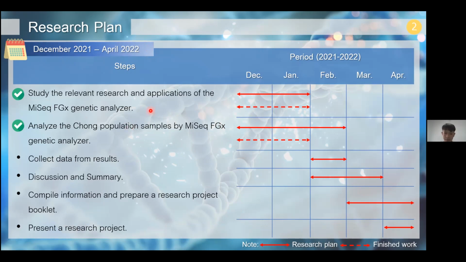The first step is about studying the relevant research and applications of the MySeq FGX Genetic Analyzer. And now I'm going to analyze the Chong population samples by using this machine. It will be finished in 3 months, in February.